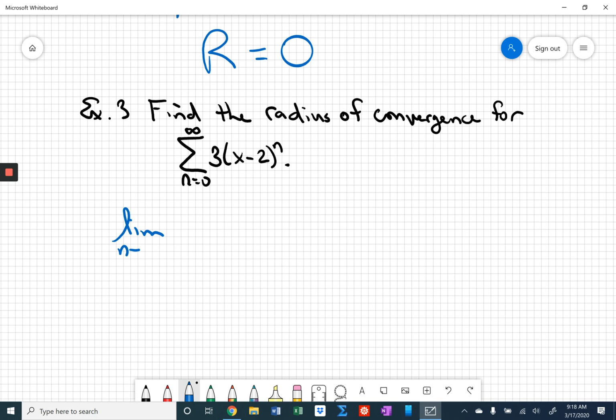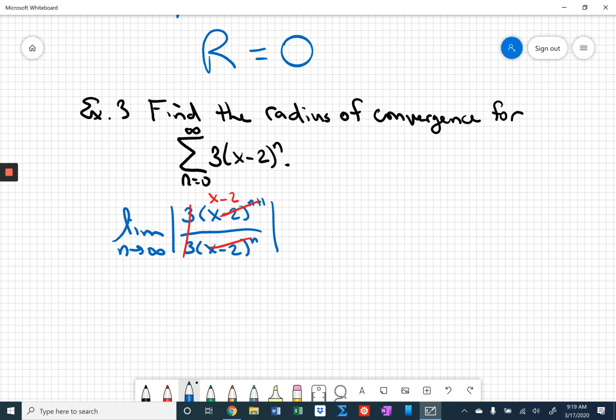Again, we're going to be using the ratio test, and so I'm just going right into setting this up. And it looks like this. The 3 is going to cancel here, this is going to cancel with this, and we're left with just an x minus 2 in the numerator.